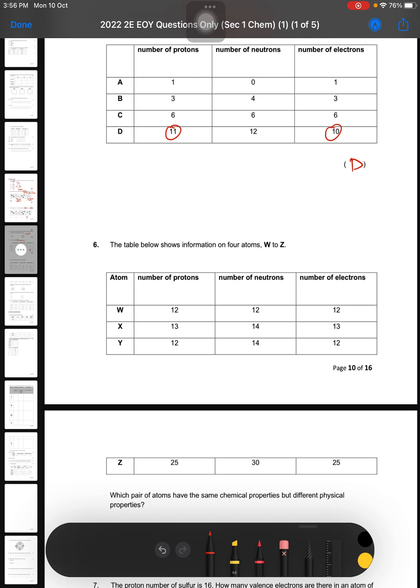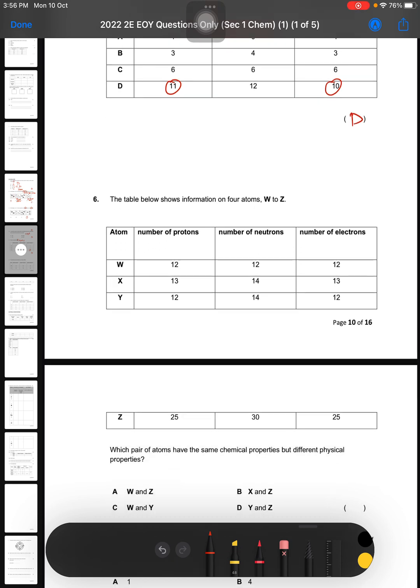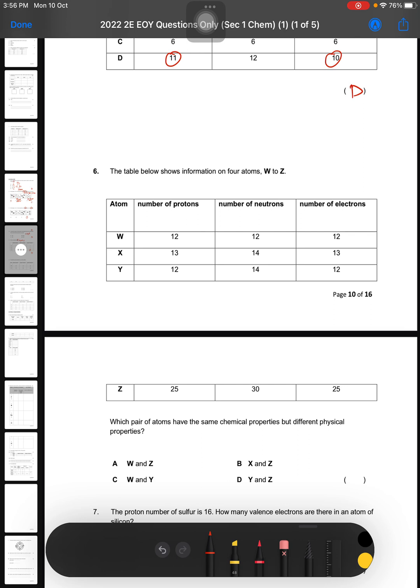Question 6, the table below shows information on 4 atoms, W to Z. Which pair of atoms have the same chemical properties but different physical properties? As mentioned in class, when we talk about chemical properties, we're referring to valence electrons. If the atoms have the same number of valence electrons, even though they may be different elements, they will have very similar chemical properties. Physical properties are more dependent on neutrons. So for the same chemical properties, we're just looking at which ones have the same number of valence electrons. Use the electronic configuration to help you.